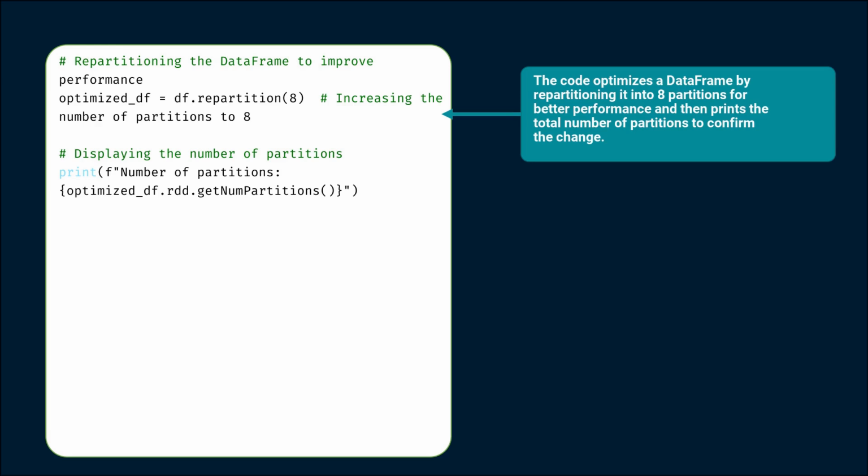Understanding these concepts is fundamental as they directly impact the performance of our applications. Ultimately, repartitioning is a crucial step in leveraging Spark's distributed architecture effectively, paving the way for efficient data processing and analysis.